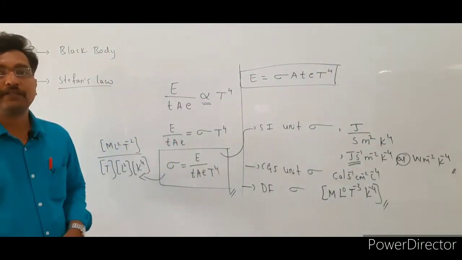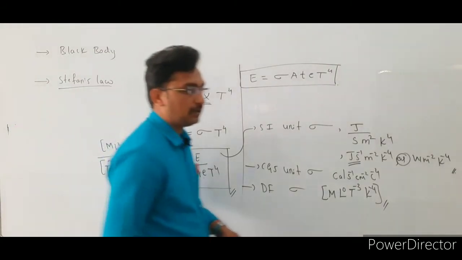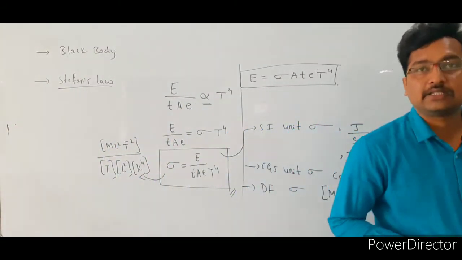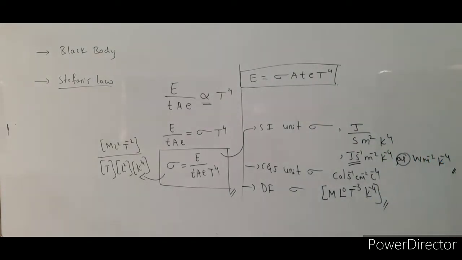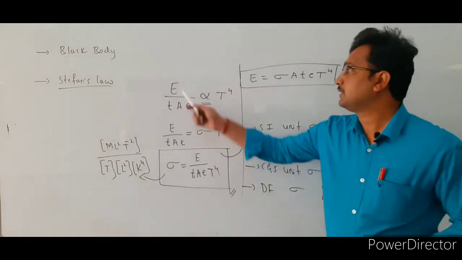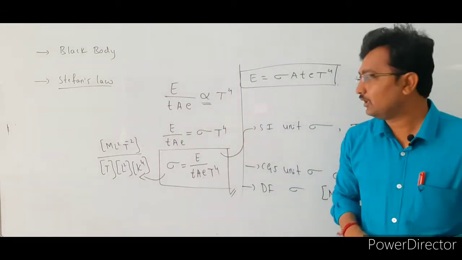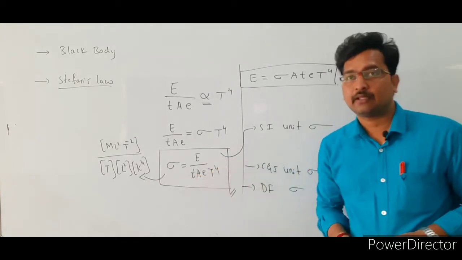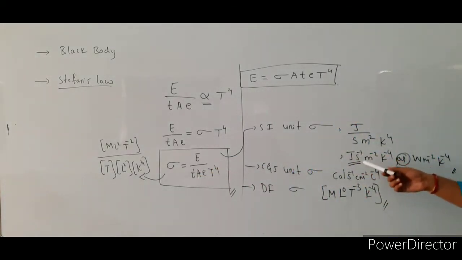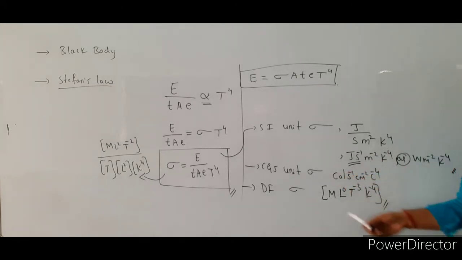This is about the Stefan's law. So here, what is the statement of the Stefan's law here? The amount of heat energy radiated per second per unit area of a perfect black body is directly proportional to the fourth power of its absolute temperature. Here, this is E by T into A into emissive power is directly proportional to T to the power of 4, and this expression we use to find out the sigma. Right, the SI unit of this sigma is joules per second per meter square K to the power of minus 4, and this is CGS unit, and this is the dimension formula.